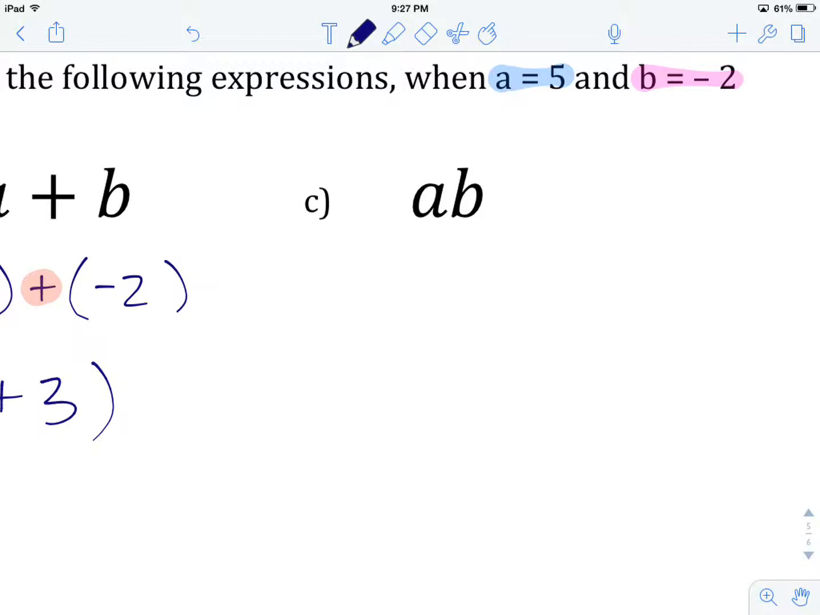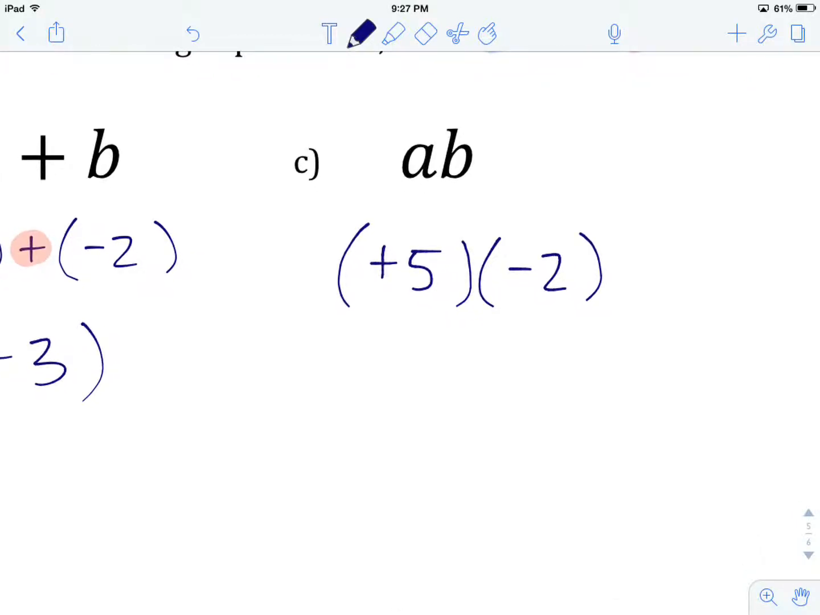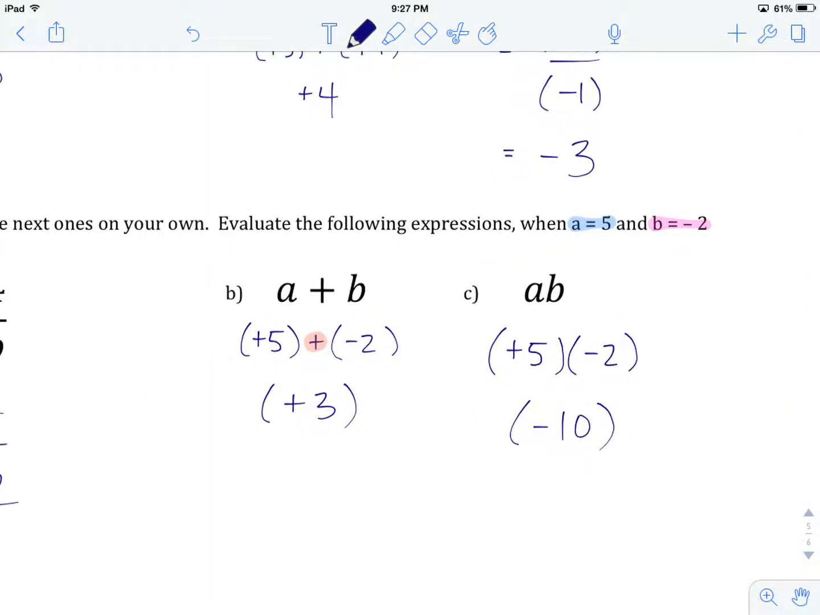Alright, let's get a look at this. We have AB. Now those two letters just bumping up together without any sort of indication what the operation should be. So when two things are bumping up in math, the operation is multiplication. So we are going to replace A with a positive 5. And I am going to replace B with a -2. So there they are bumping up. We're going to be multiplying these two integers together. So when we multiply a positive and a negative integer, or integers with different signs, our product is going to be negative, and 5 times 2 is 10. So there is our answer for C.